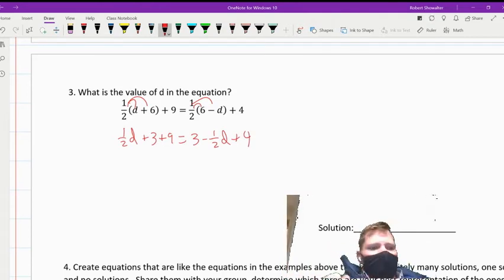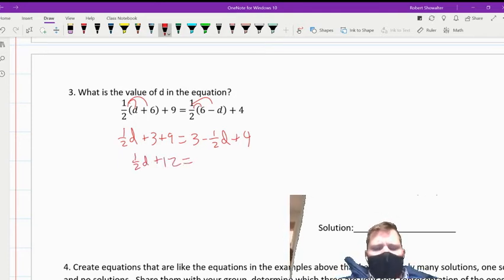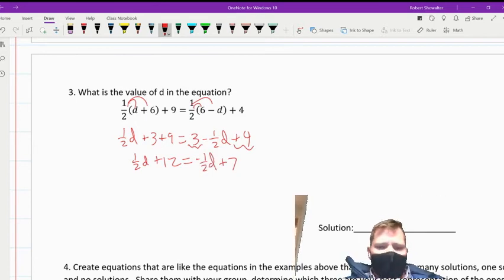Let's do it. Now, half d, 3 plus 9 is 12. And we have this and this: 3 plus 4 is 7. We have negative a half d. We combine like terms on the left, and combine like terms on the right. Now we're going to turn around and keep going.